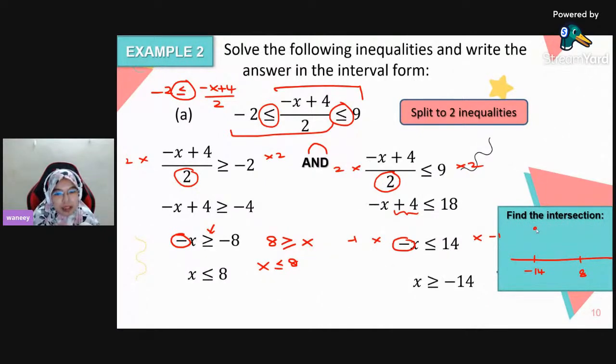So greater than or equal to negative 14, so a circle at negative 14. Okay. A circle at negative 14 going to the right hand side. And then less than or equal to 8, so you start from 8, going to the left hand side.